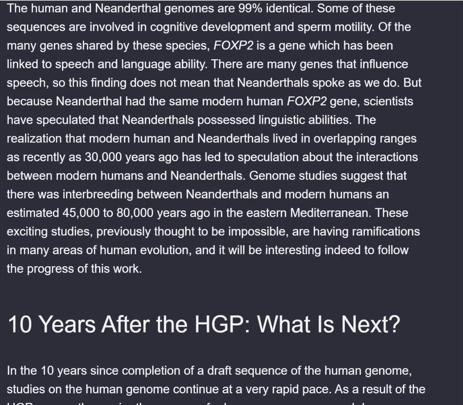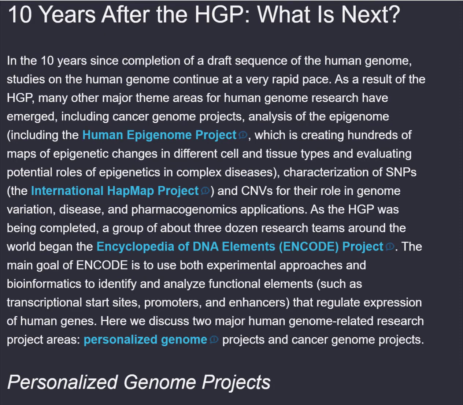The realization that modern humans and Neanderthals lived in overlapping ranges as recently as 30,000 years ago has led to speculation about the interactions between modern humans and Neanderthals. Genome studies suggest that there was interbreeding between Neanderthals and modern humans an estimated 45,000 to 80,000 years ago in the eastern Mediterranean. These exciting studies, previously thought to be impossible, are having ramifications in many areas of human evolution, and it will be interesting indeed to follow the progress of this work.